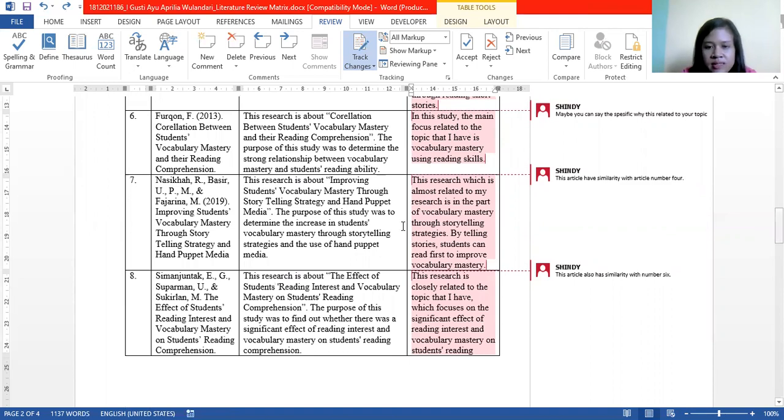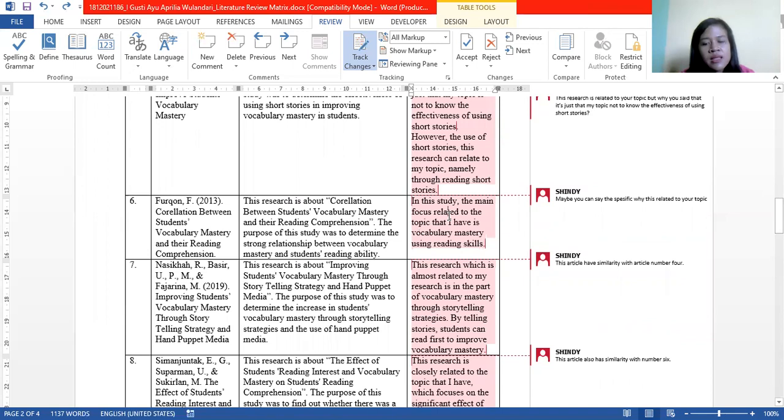And the sixth one is also the same. Maybe you can say specifically why this is related to your topic. Maybe you cannot just say that this is about vocabulary mastery using research skill. Maybe inside this article it tells about the important part for your research, like what student vocabulary mastery is, or what reading comprehension is. That's important to make your research strong, because you already see the theory from this article.